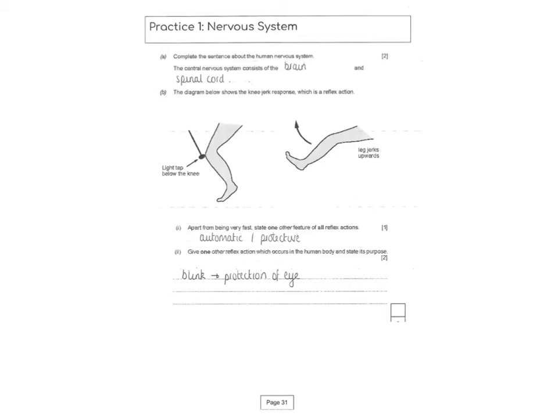The diagram below shows the knee-jerk response, which is a reflex action. Apart from very fast, state one other feature of all reflex actions. We could put it as automatic or it's protective. Give one other reflex action which occurs in the human body and state its purpose. So we blink and it's to protect the eye. We don't think about it, we do it quite quickly and it's to protect the eye.